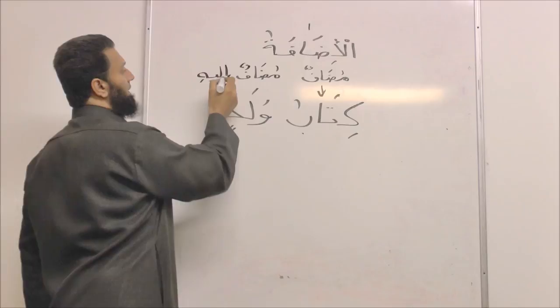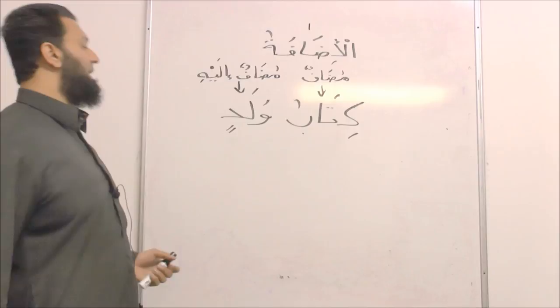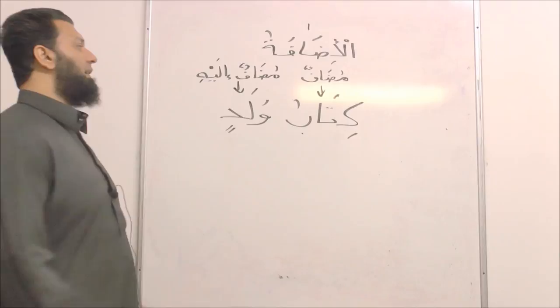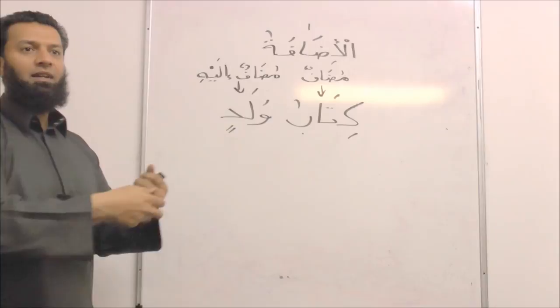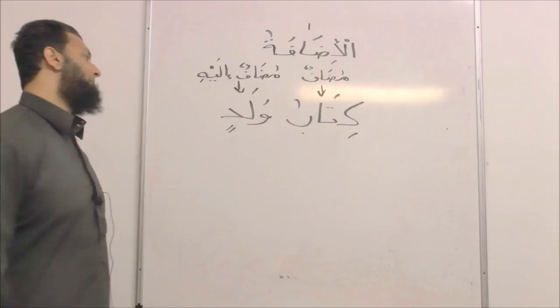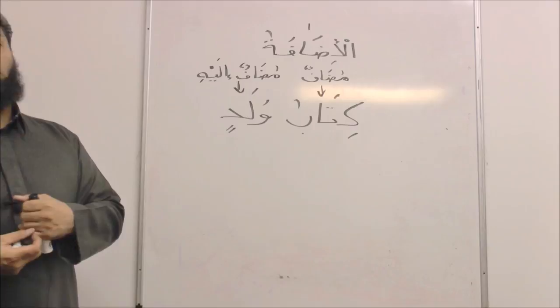So what that means is, the mudafun means connected. Mudafun ilayhi means connected to. So it's like saying kitabu is connected. Connected to what? It's connected to mudafun ilayhi. Connected to this one. Even that might seem strange at the beginning. Don't worry, because you just need to always remember one example and then apply it to all the other instances where you encounter it. So here, kitabu waladin. A book of a boy.